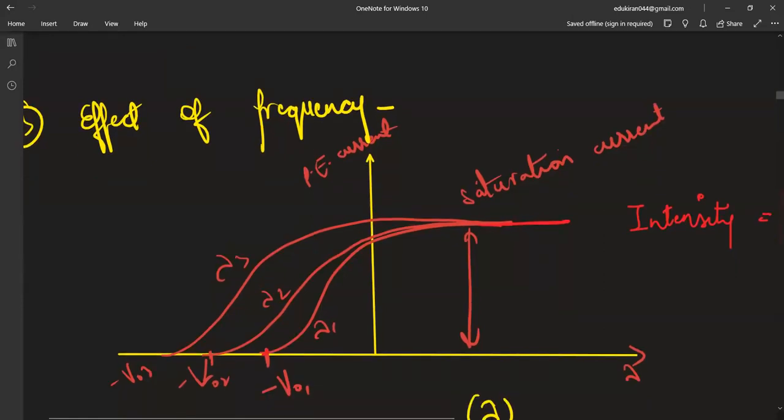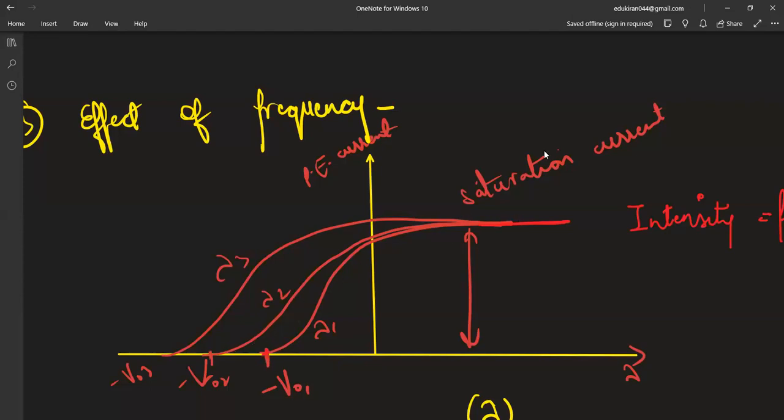If the intensity is kept fixed, it is noticed that in the previous case, when the intensities were different, saturation current values were different for every element, right? For every intensity, the saturation current value is different. Here it is observed that the saturation value of current for all of them will be the same, and the frequencies will be different. And when you change the frequency, for every value of current, you will have a stopping potential. Again, you'll have a stopping potential.